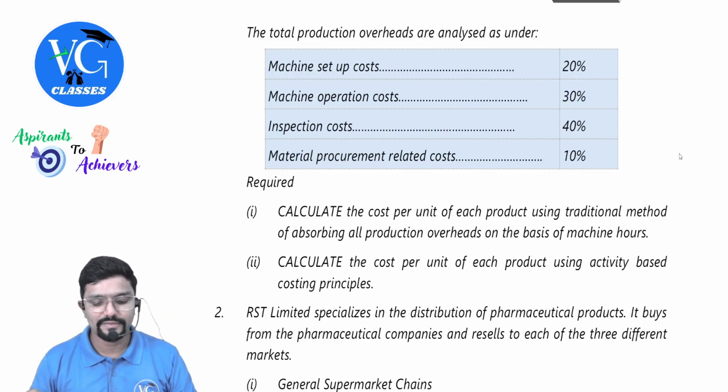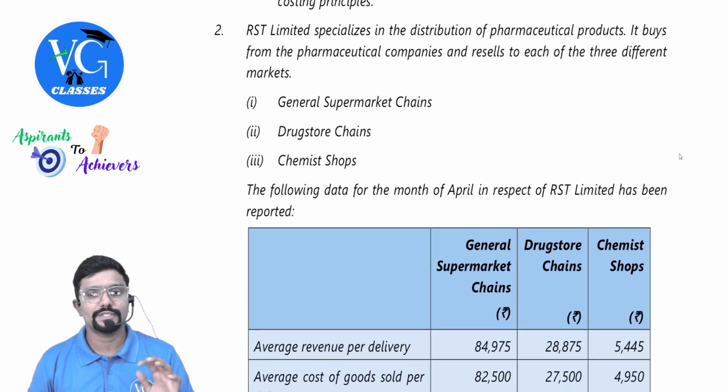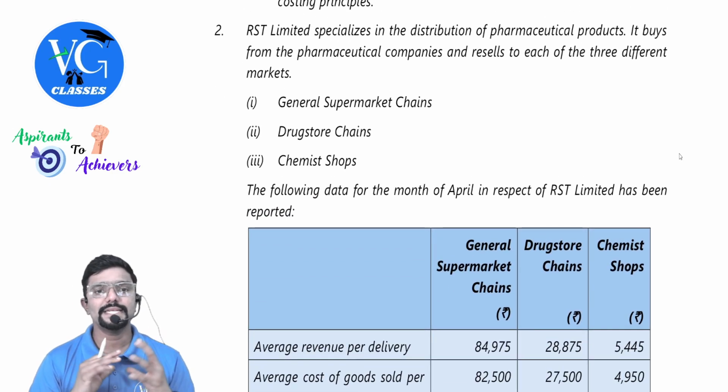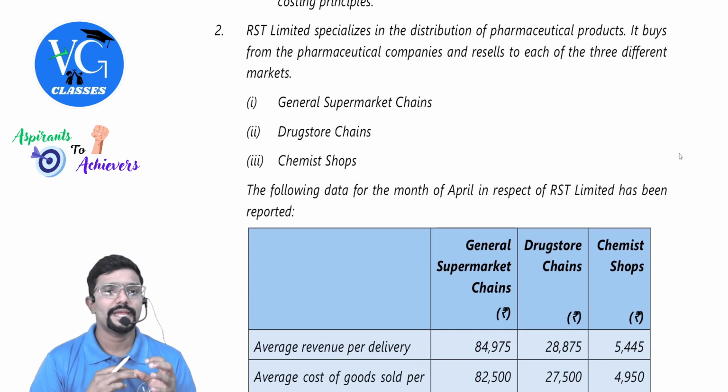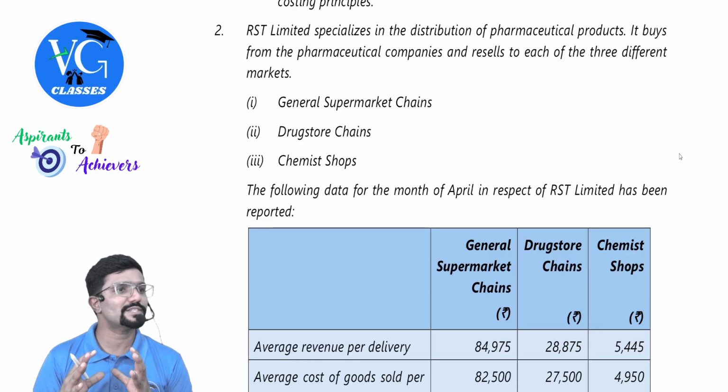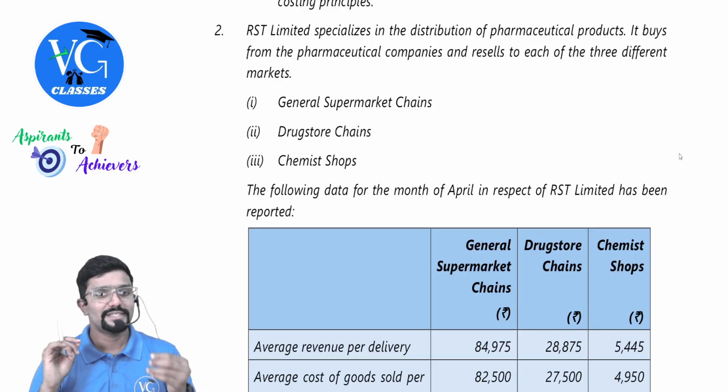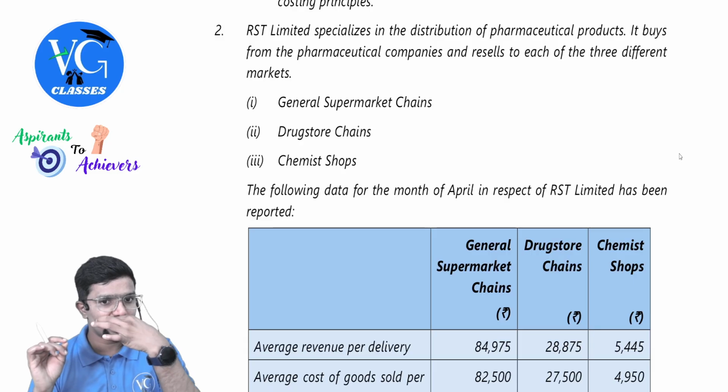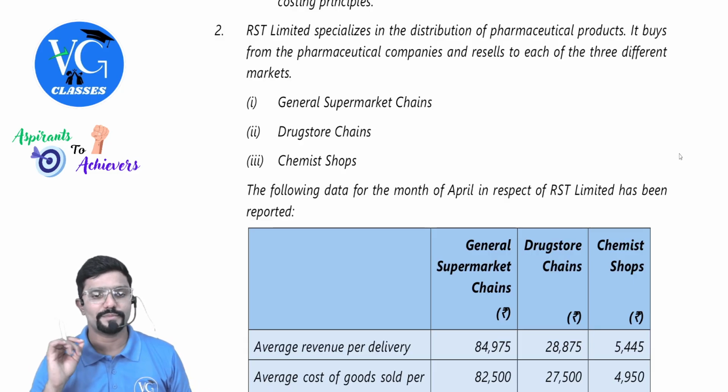Chalo, done with first one. Second question. RST Limited specializes in the distribution of pharmaceutical products. It buys from the pharmaceutical companies and resells to each of the three different markets. So what is the cost object here? Markets. General supermarket chains, drugstore chain, chemist shops.